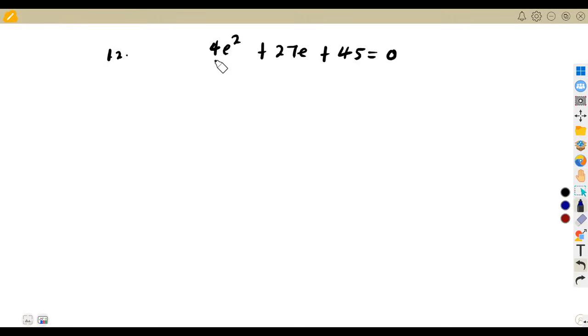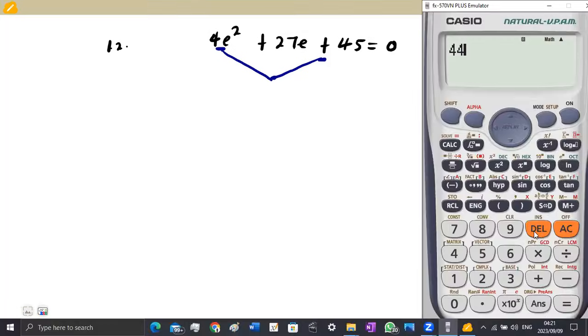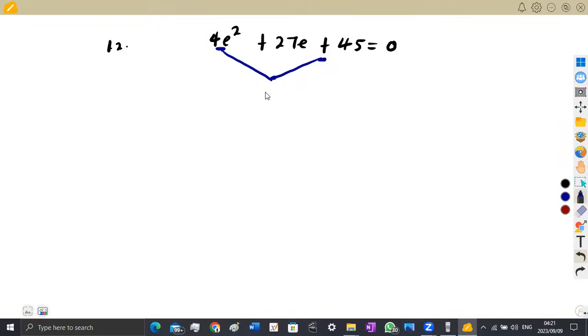Remember, here we do not have anything that is common, so we multiply the first term by the last term, so that we can have the factors there. Let us use our calculator. If we multiply 4 by 45, we are going to obtain 180, which is 180e squared.